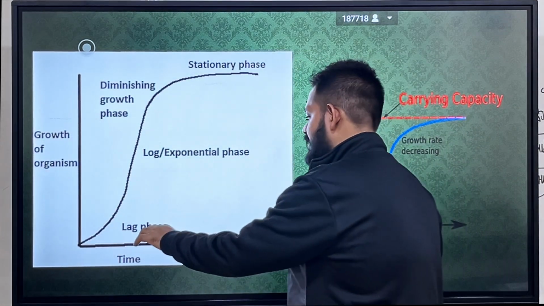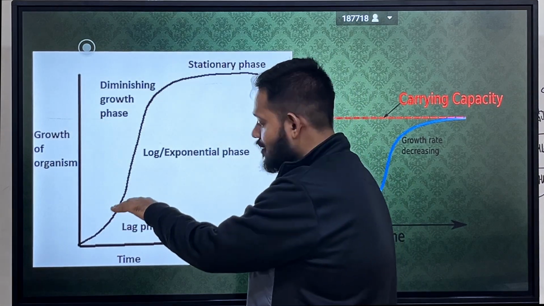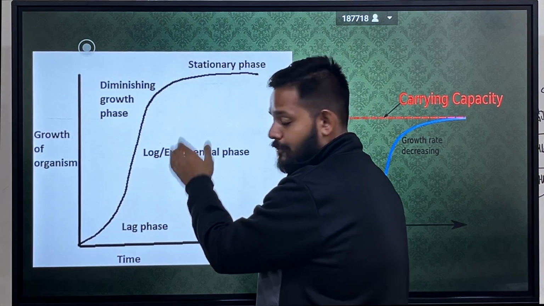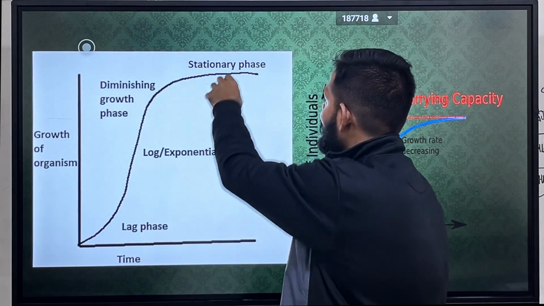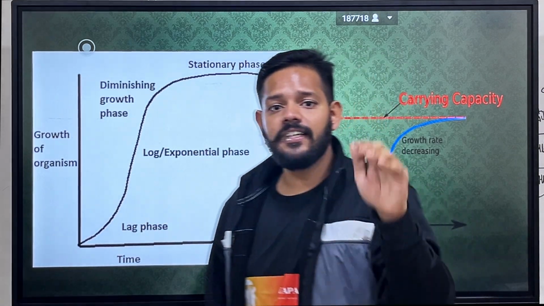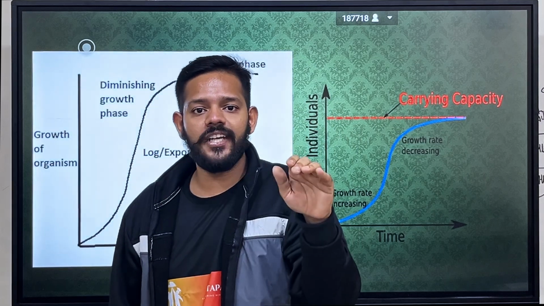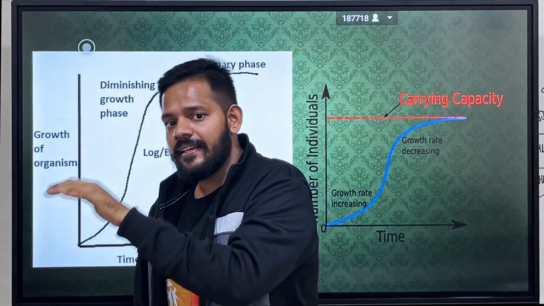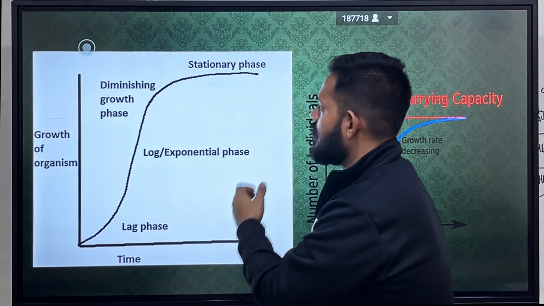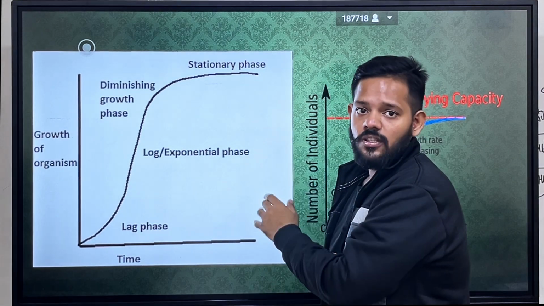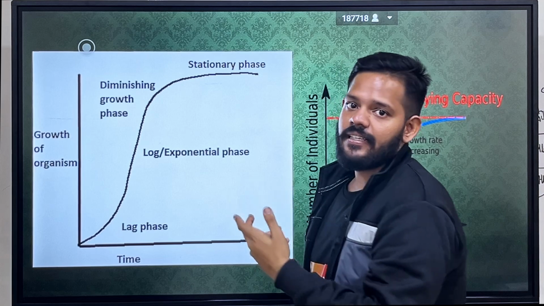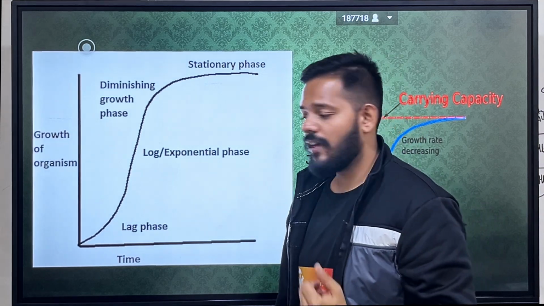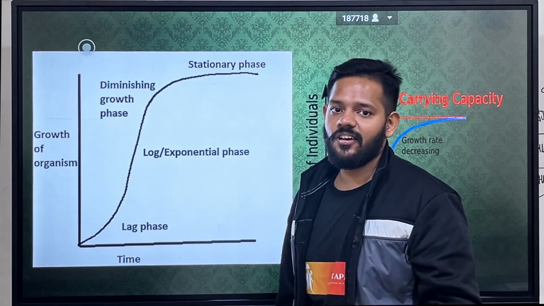First we have the lag phase, in which the population starts to increase, then the exponential phase, in which it increases rapidly, then the stationary phase, in which it becomes stable. No increase, no decrease, stability is maintained in the population. And this is your logistic growth, which is a real graph or a real condition which you see in the world. See, these are phases in your life.